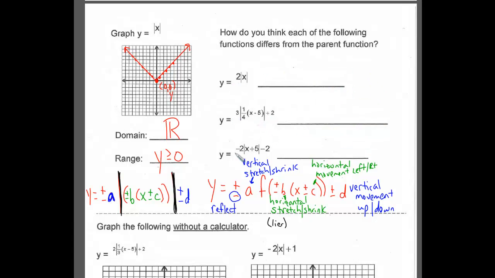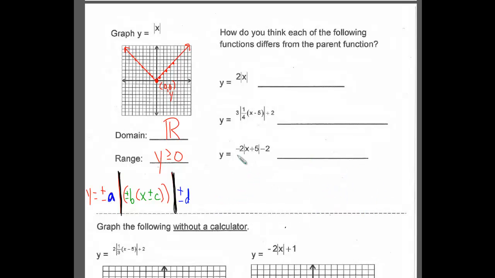Let's look at the last one. We have a reflection. This is out front of the absolute value symbol, so this is a vertical reflection. So it's a reflection across the x-axis. The 2 is out front of the absolute value symbol, so it is a vertical stretch by 2. And there's a -2 outside of the absolute value symbol. So this is down 2.